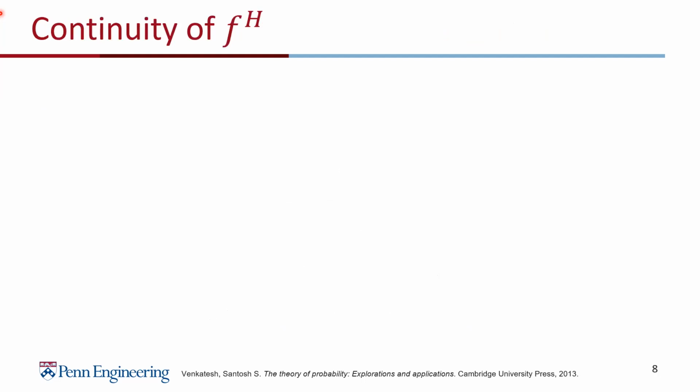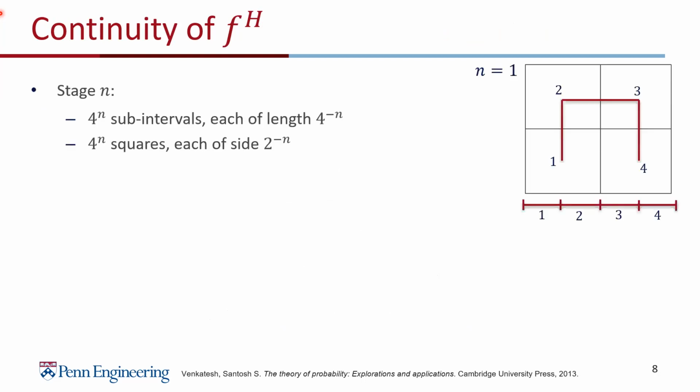But obviously we don't know how to compute the optimal route. So let's start with the Hilbert curve, which we just described. I'm going to argue here that this Hilbert curve is going to be continuous. We start with the observation that at stage n, there are 4^n subintervals, each of size 4^-n, and each square has side 2^-n. And that is just an illustration for n equal to 1.